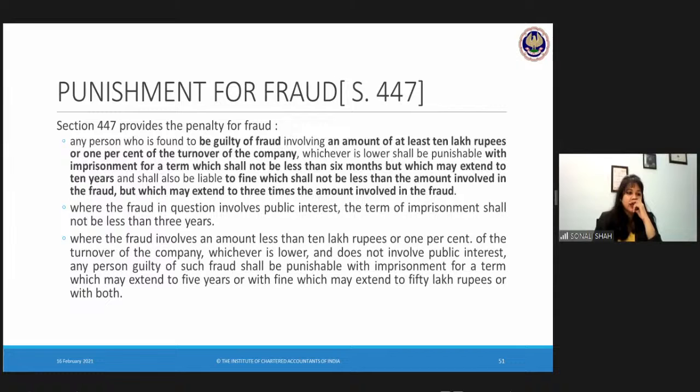Yes, you are right, Janki. There is no minimum period of imprisonment in the third case, ma'am, but it can extend up to 5 years. Now, that will depend on the facts and circumstances of the case, and depends on the jury whether they award imprisonment or they only award fine or they award both.